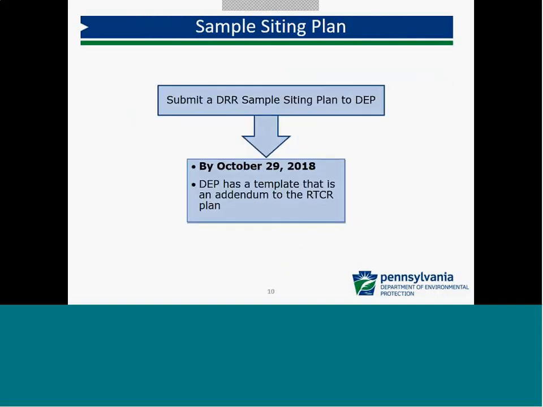What we're going to talk about today then is this requirement to submit a DRR sample siting plan to DEP, and that's due by October 29th of this year. And DEP has a template that is really considered an addendum to the RTCR, or Revised Total Coliform Rule, plan that you did a couple years back now.